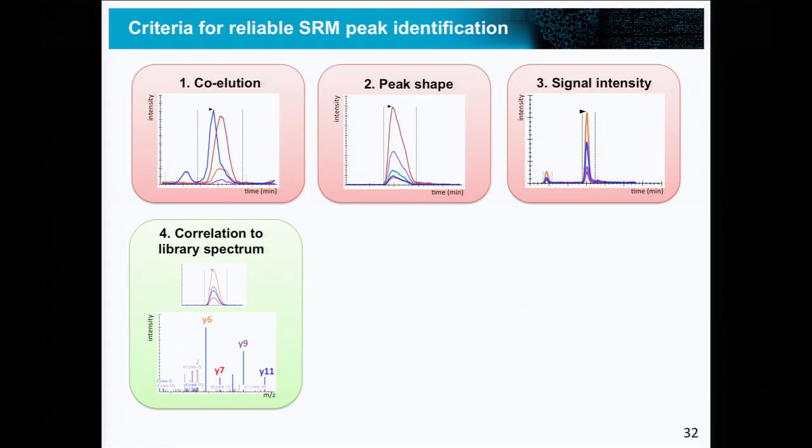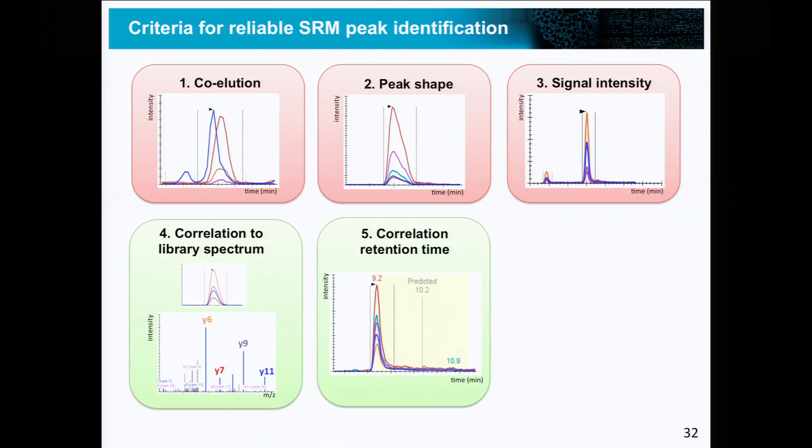So if you have identified your peptide of interest in an MS2 spectrum, and you used this spectrum to generate your assay, then what you would expect is that the relative intensities that you see here in your SRM peak match the relative intensities, more or less, that you also see in these MS2 spectra. So Y6 is the most intense, the yellow one, and then next comes the purple, and so forth. So that's another criterion that you can apply.